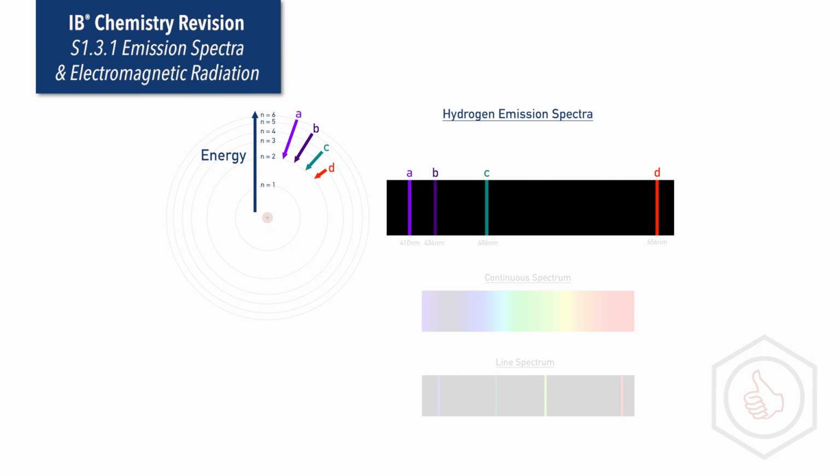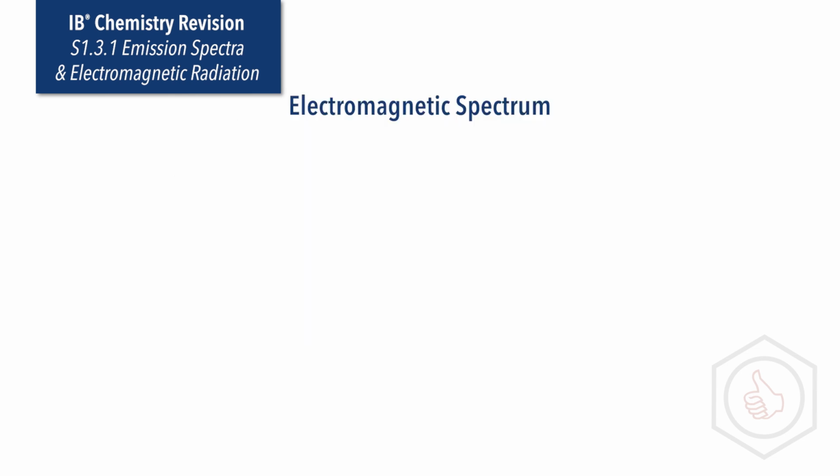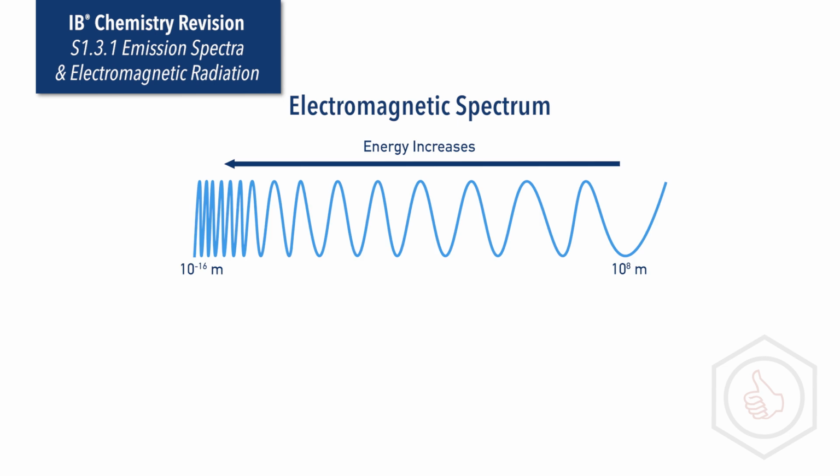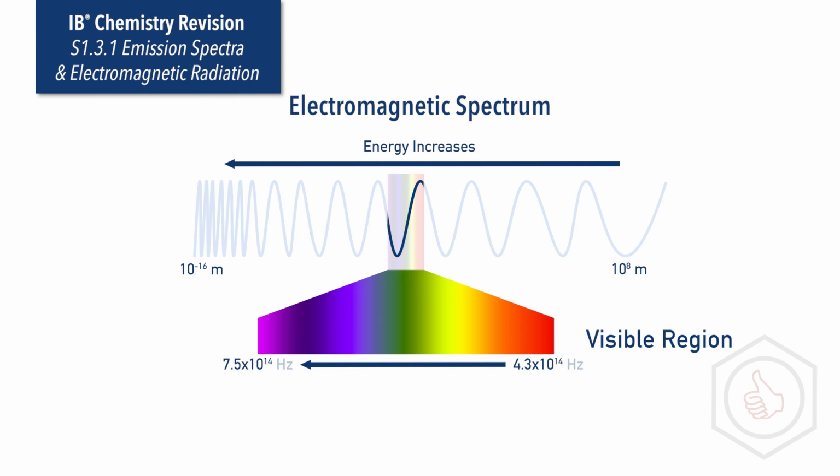The electromagnetic spectrum includes many different types of radiation, from radio waves to gamma rays, and they all differ in their wavelength, frequency, and energy. However, they are all electromagnetic waves, which means they're all technically light waves, even if we can't see them. The section of the electromagnetic spectrum that we can see as humans is the visible region, approximately 400 to 700 nanometer wavelength.